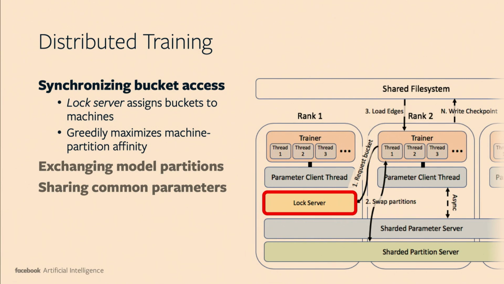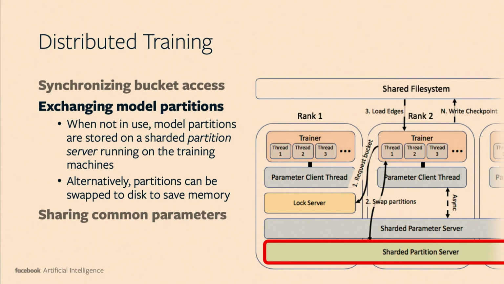So if a machine has worked on bucket 3, 1, maybe it will next work on bucket 3, 5, so that it only has to exchange one partition of the data instead of 2. The second thing is you actually have to exchange the model partitions. And the way this is done is that when partitions of the model are not in use, they're stored in a sharded partition server that's sharded across the training machines.